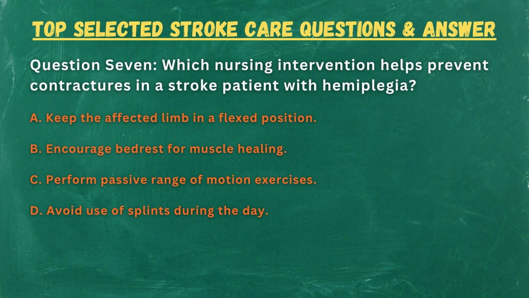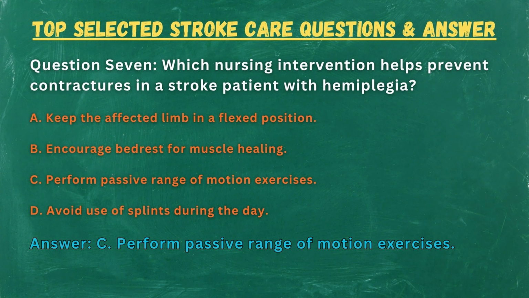Question 7. Which nursing intervention helps prevent contractures in a stroke patient with hemiplegia? A. Keep the affected limb in a flexed position. B. Encourage bed rest for muscle healing. C. Perform passive range of motion exercises. D. Avoid use of splints during the day. Answer. C. Perform passive range of motion exercises.